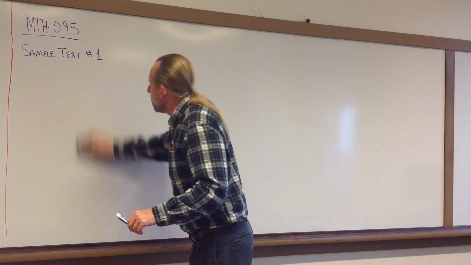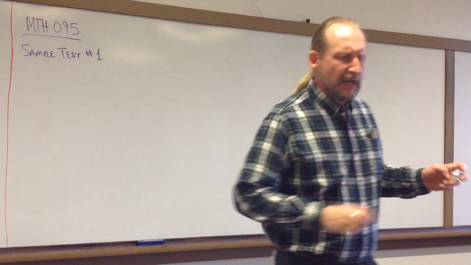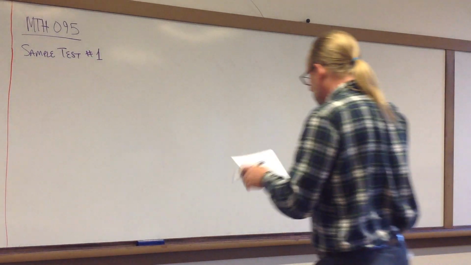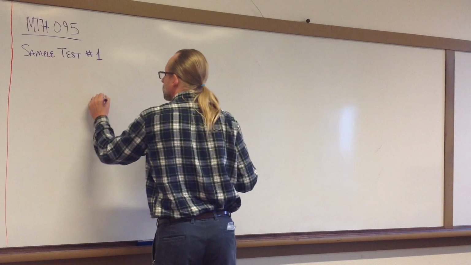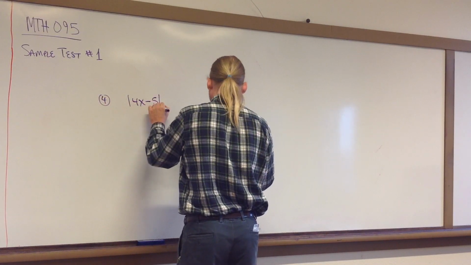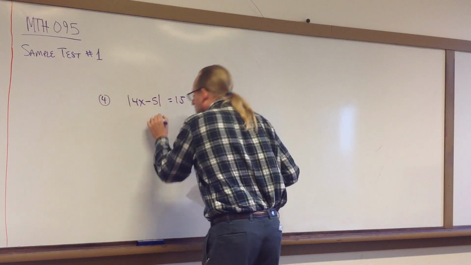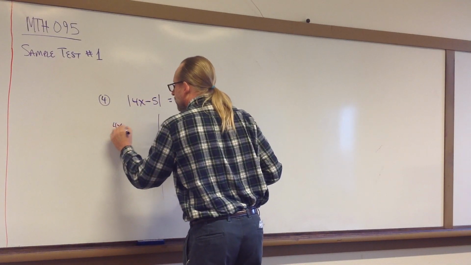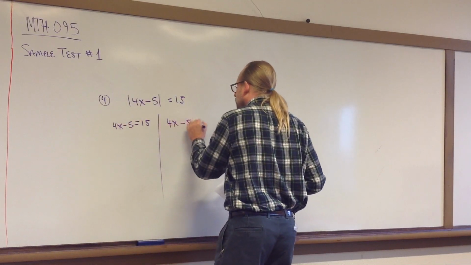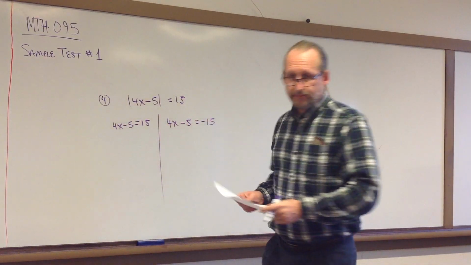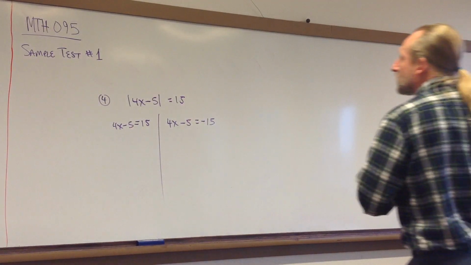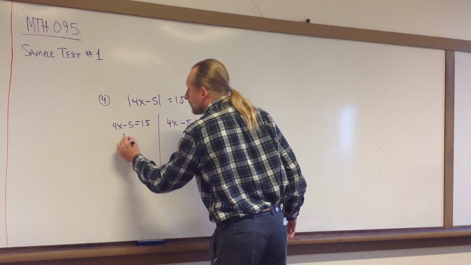Problem 4 is an absolute value problem. And the key to these absolute value problems is to split them in two pieces. Here we've got absolute value of 4x minus 5 equal to 15. And so we split it into two pieces. 4x minus 5 could be 15. 4x minus 5 could be negative 15. Okay, so now we have to solve these two equations.